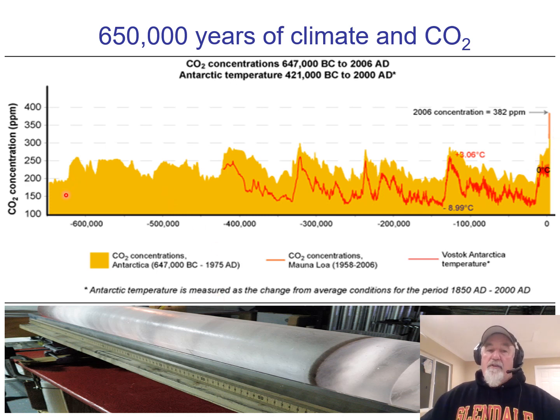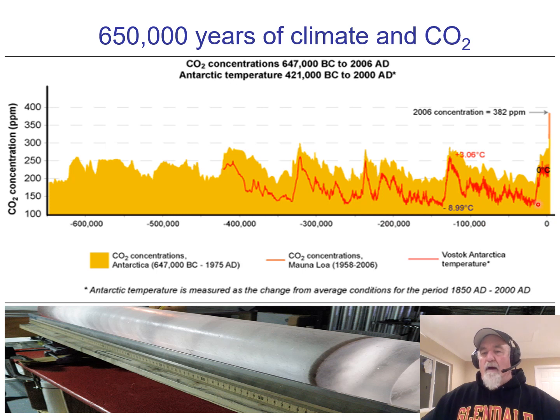So I should have said CO2 up, down, up, down, up, down. And then we see temperature correlated very well with the CO2 levels, up, down, up, down. So again, CO2 and temperatures are acting in concert with each other. CO2 goes up, temperature goes up. CO2 goes down, temperature goes down in this pattern here.